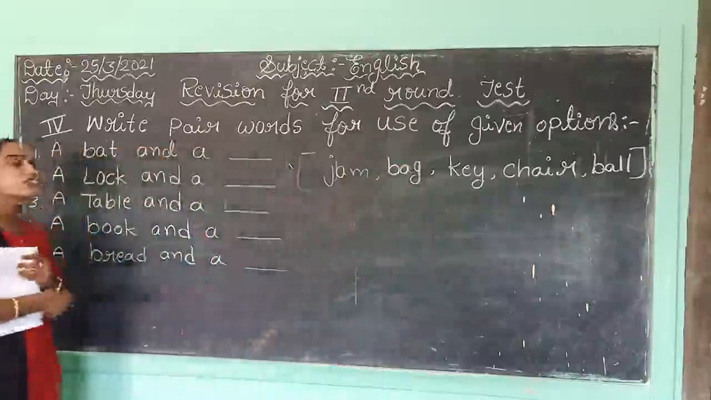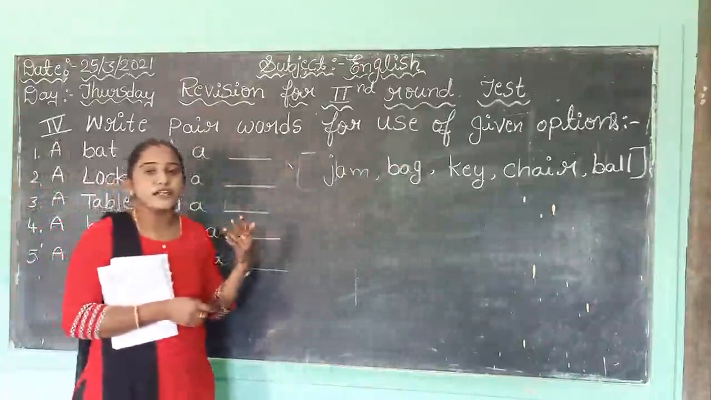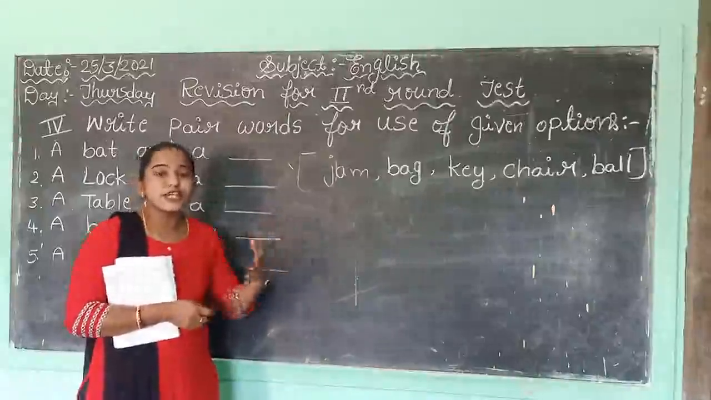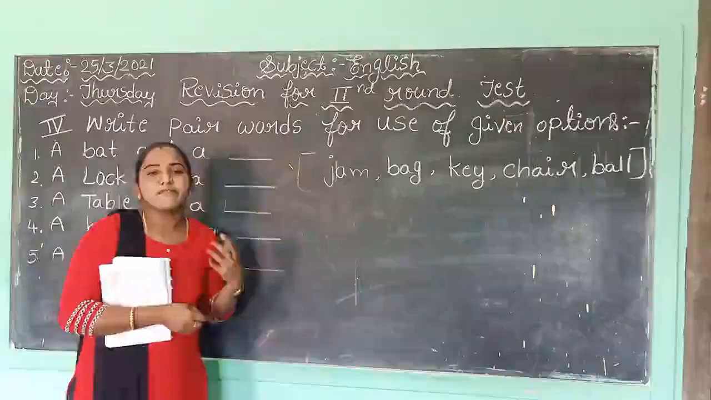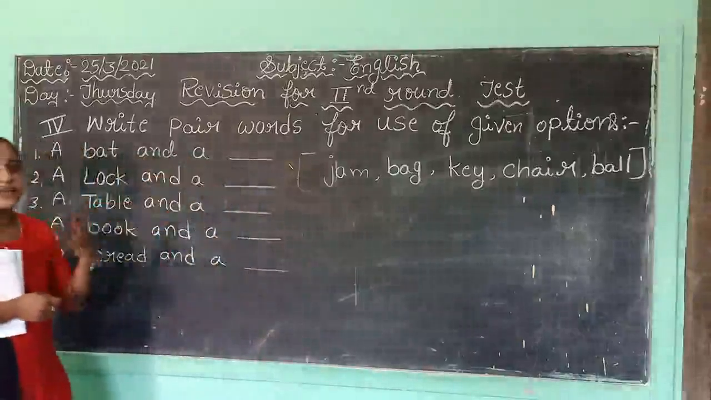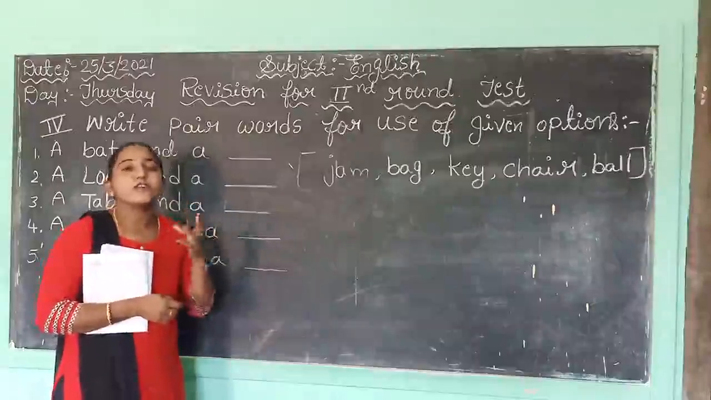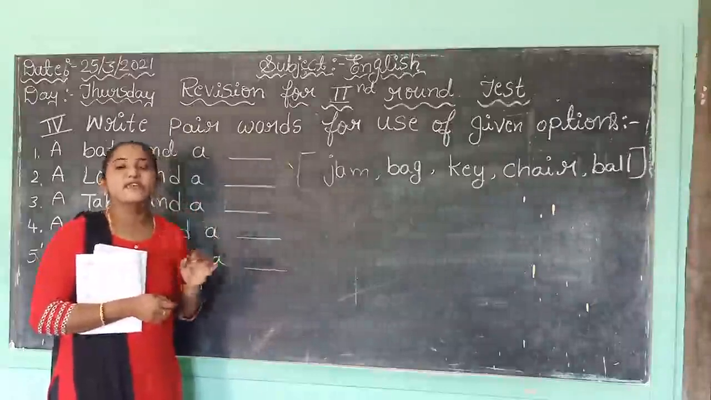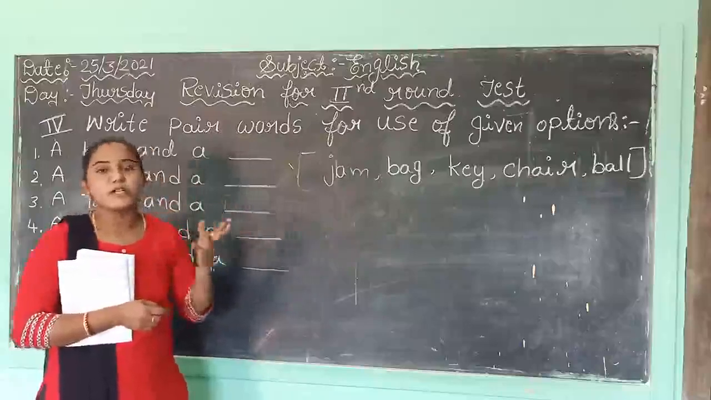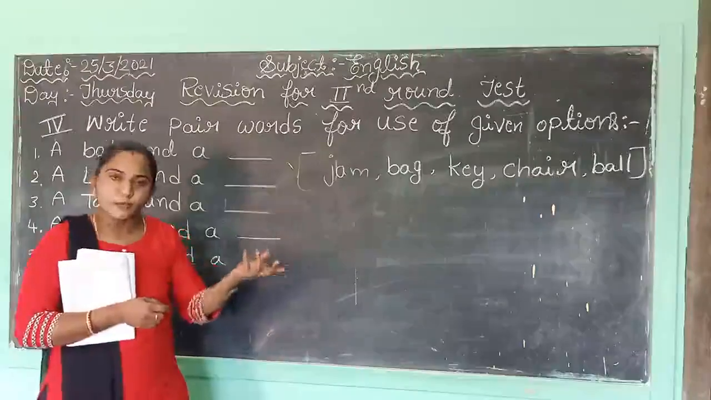Okay. So now let us see, children, pair words. How to write? You already know about this, children, because I have already done these pairs in the previous class. So this is revision once again. Remember all the pairs once again. Okay, children. So a bat and a dash. Already I told you, children: to play cricket we want both, a bat and a ball. So we cannot play cricket without a ball. We cannot play without a ball, so we need both, a bat and a ball.